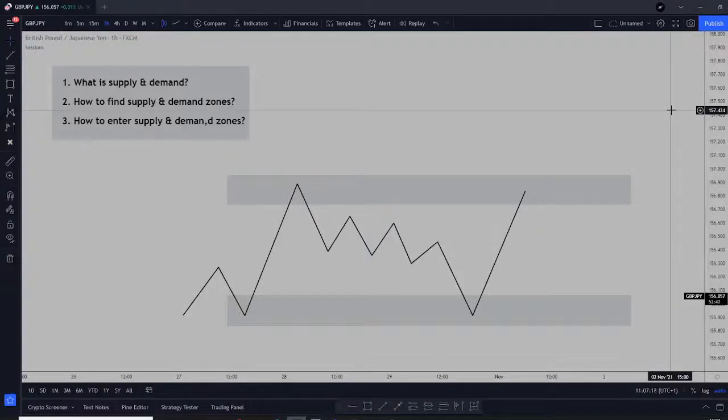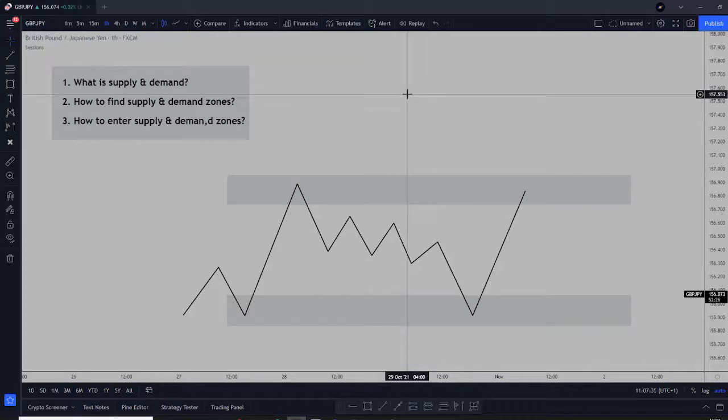In today's video is going to be a super in-depth video and the only video you will ever need to understand and to trade supply and demand. Okay, so let's get started. We will start with the number one. What is supply and demand?